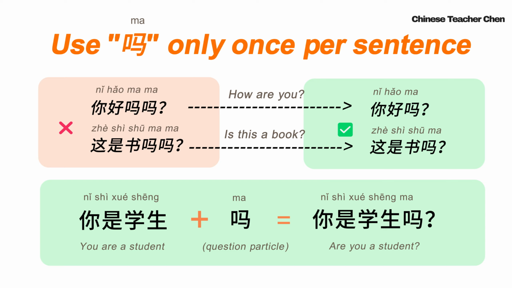So, a quick review. How do you decide whether to use 吗 or another question word like 谁 or 什么? Here's a handy trick. Look at the core of what you want to say. If it's already a complete and neutral statement, then you can add 吗. For example, 你是学生 is a complete statement meaning you are a student. So, you can add 吗 to ask 你是学生吗? Are you a student? On the other hand, if your core idea already contains a question word like what or where, then that word is doing the questioning job, so you don't add 吗.